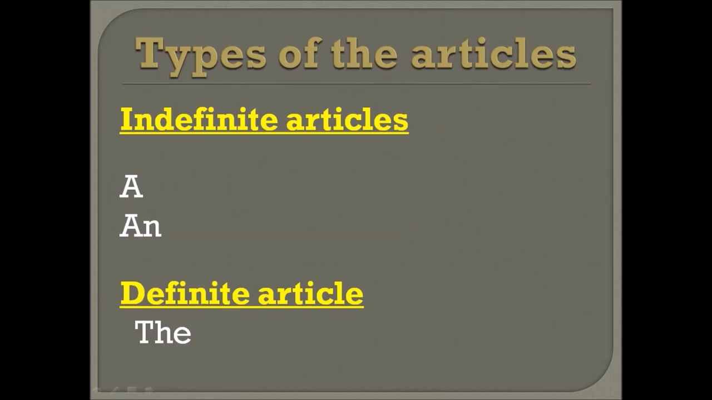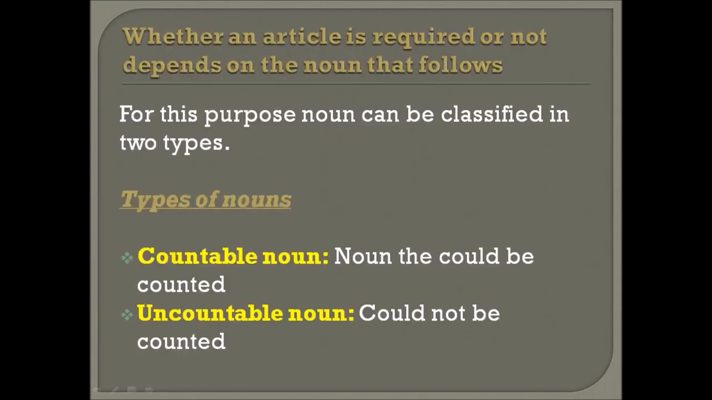What are the different types of articles? We can classify these articles into indefinite articles and the definite article. The indefinite articles are a and an, and the definite article is the. Always keep in mind that whether an article is required or not depends on the noun that follows it. The use of an article, and which article is to be used, depends on the noun.